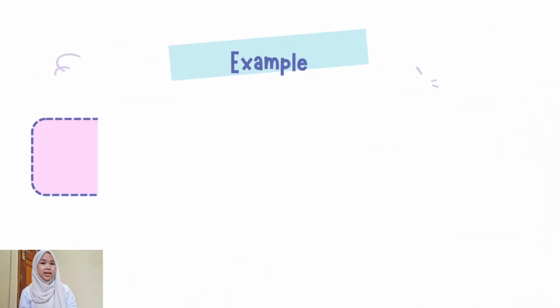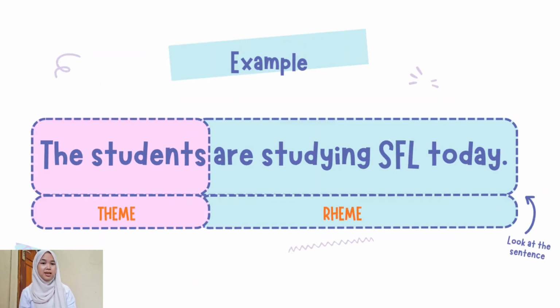For example, let us look at the sentence, the students are studying today. In this sentence, the students is the theme because it comes at the beginning and becomes the topic of the clause. The rest of the sentence, which is are studying today, is the rheme. This part gives information about what the students are doing. From this example, we can see that theme introduces the topic while rheme adds new information.